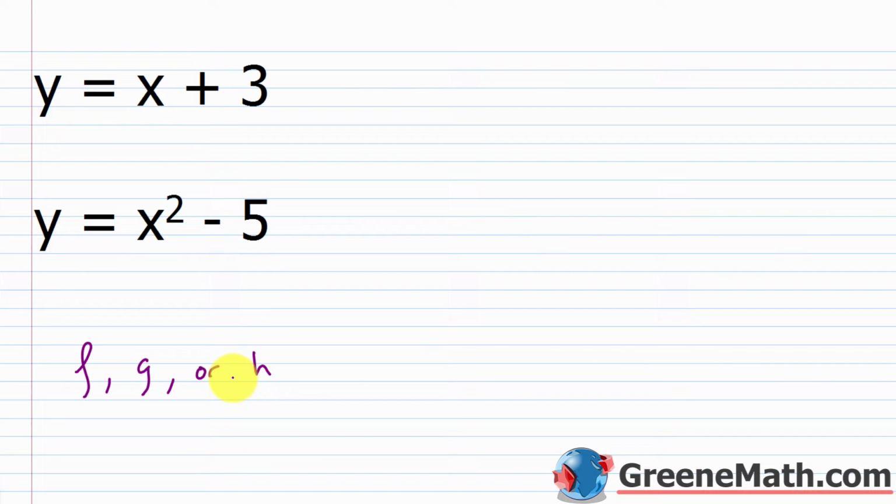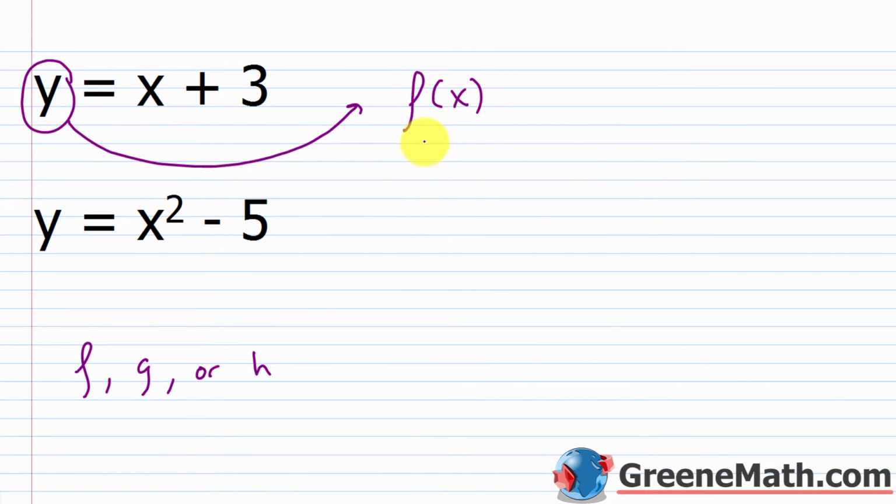And typically what you're going to see is, let's say I'm naming the function as f. Instead of y, all you're going to have is f of x. So a function of x, meaning the function depends on the input that is x. So f of x now equals x plus 3. So there's no difference between this and this other than I replaced y with f of x.